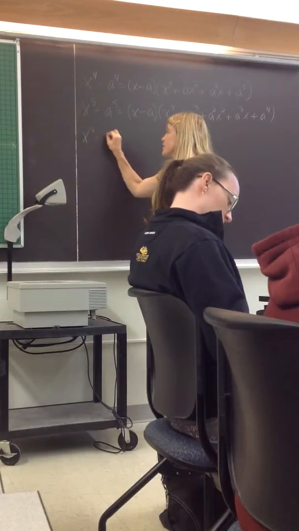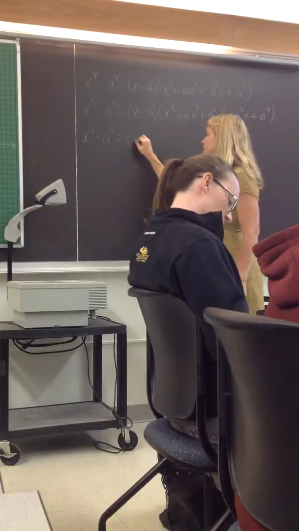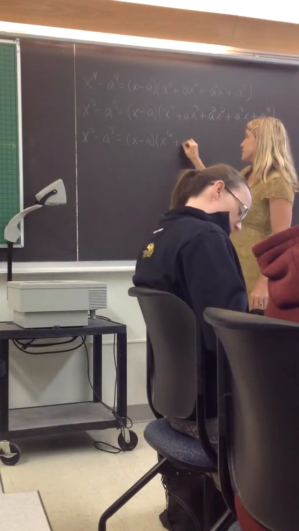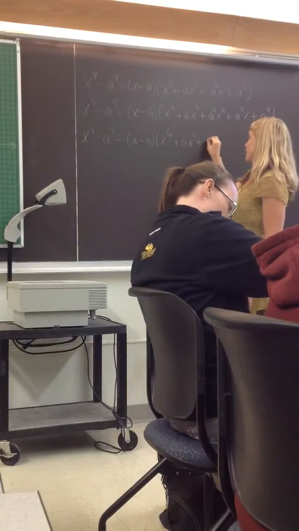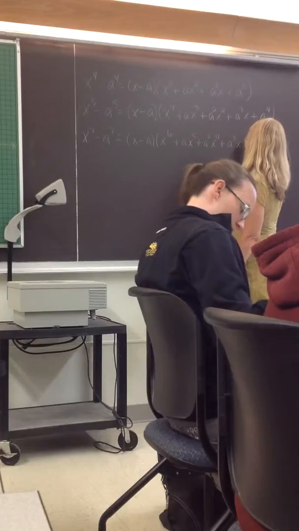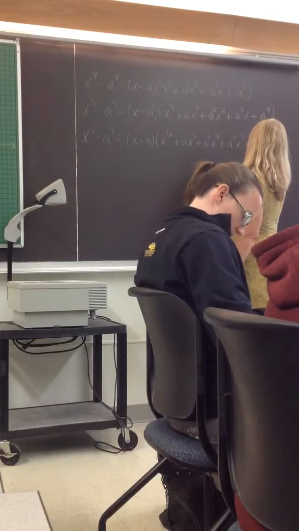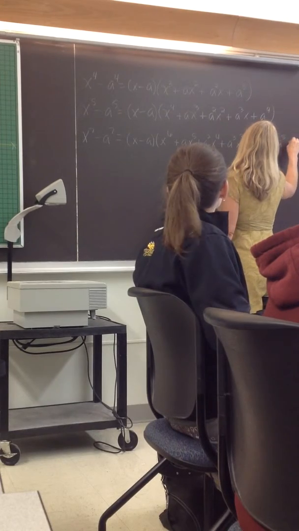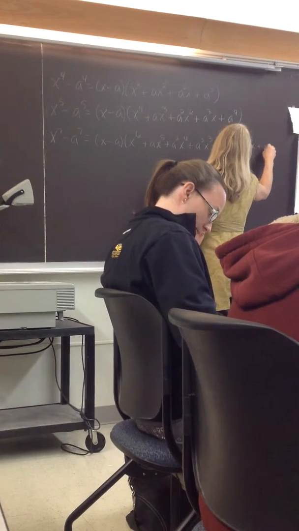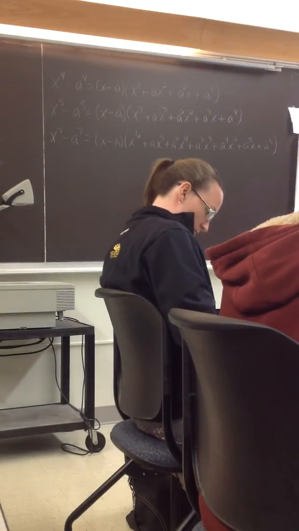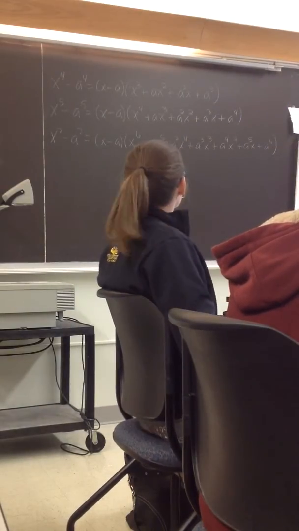x to the seventh minus a to the seventh would be x minus a times x to the sixth plus ax to the fifth plus a squared x to the fourth plus a cubed x cubed plus a to the fourth x squared plus a to the fifth x plus a to the sixth. Okay, so that's what my notation means over here.